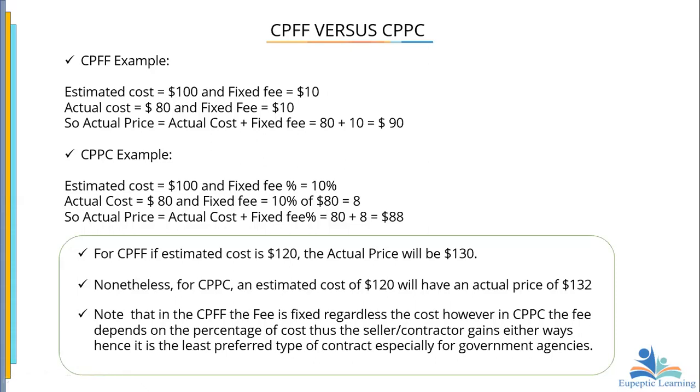I hope you get it here. The one in the box is showing us that even though the CPPC was 88 and this one was 90, when the amount of money increased, the contractor is getting more than in this case. And therefore, government agencies never want to go into a CPPC contract. So in the exams, they may ask you what type of contract you are going to go into depending on the scenario given. It is always important to know which type of contract is preferred by either the seller or the buyer.